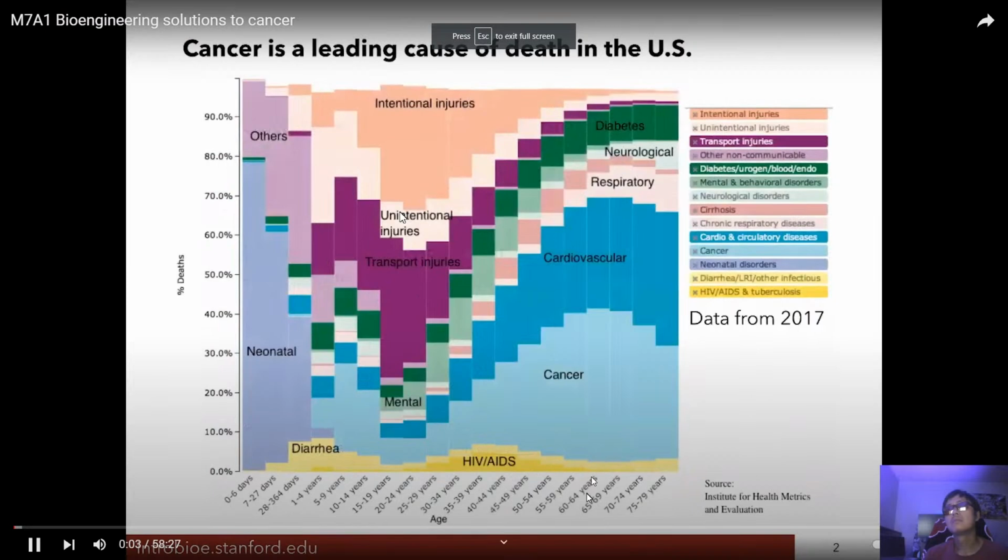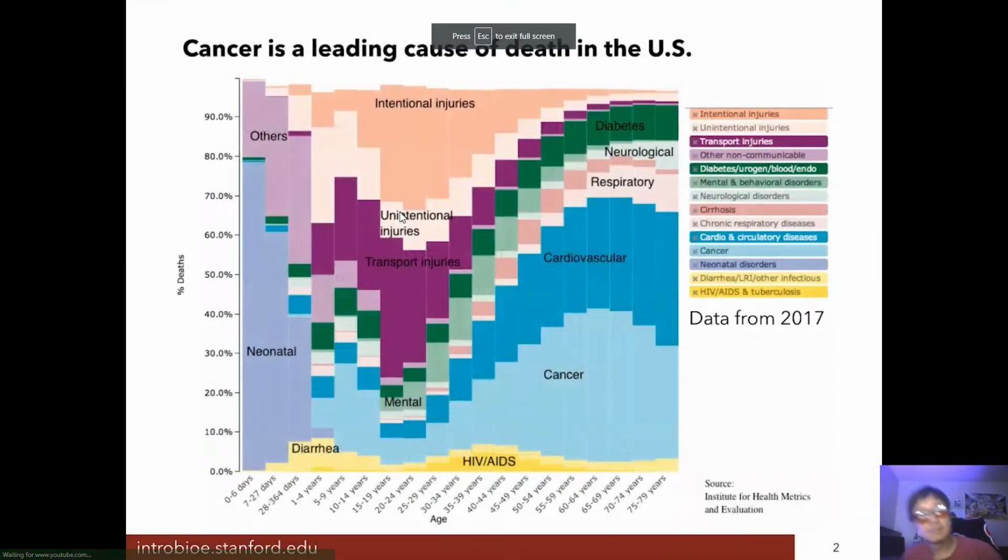We talk about cancer this week because it's a leading cause of death in the United States. As people age, the likelihood that they contract and die from cancer increases. On this graph, you can see the age of people in the US and the cause of death for people of that age. And what I hope is clear is that cancer becomes more prevalent as you get older and older.